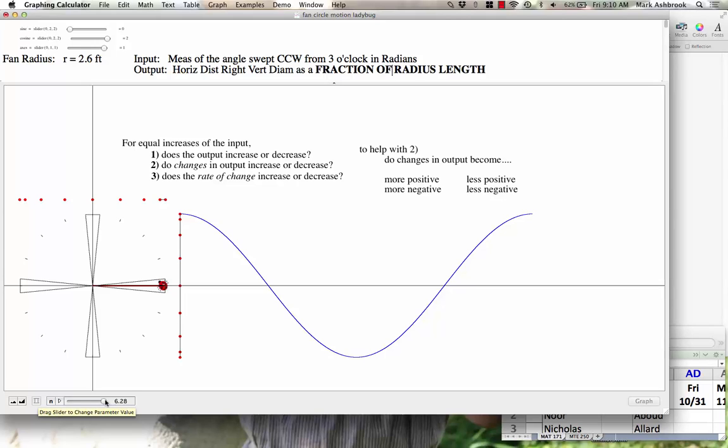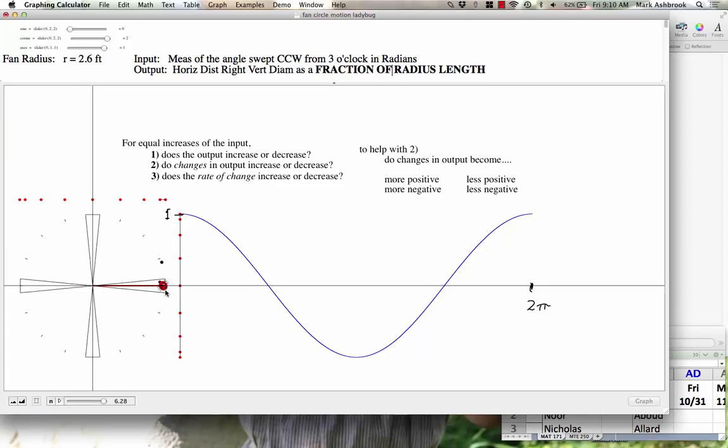Okay, so our fan has a radius of 2.6 feet. But what we just did works for any circle. Why? Because we measured horizontal distance in what? Fraction of a radius length. So, maximum fraction of a radius length is 1 when the angle is equal to 0 and 2 pi. So at the start of the circle, and at the end of a full rotation, your horizontal distance to the right is 1 full radius length. You're as far right as you could be, and that's 1 whole radius length.